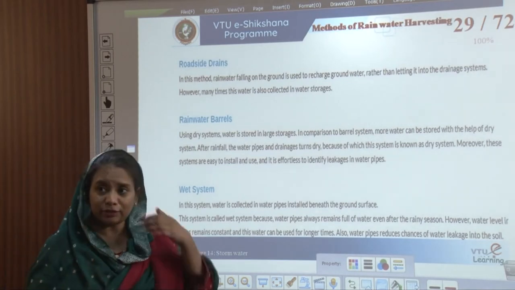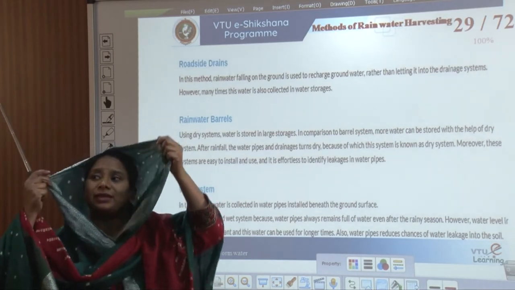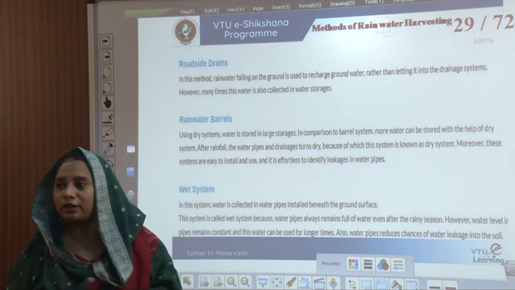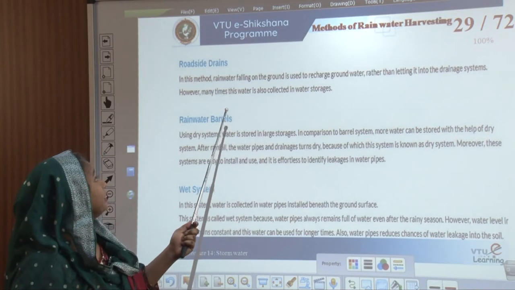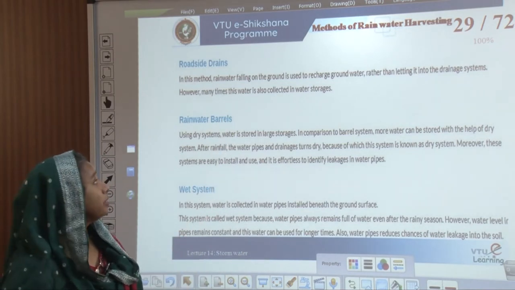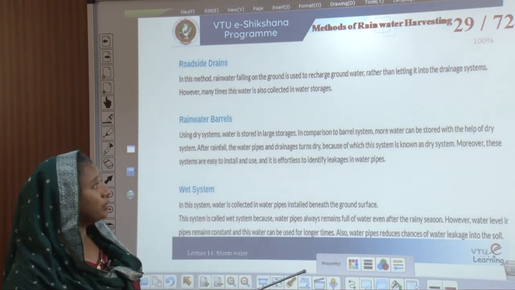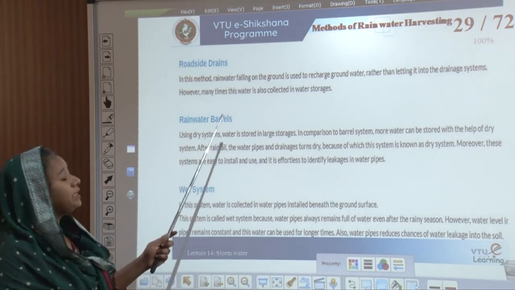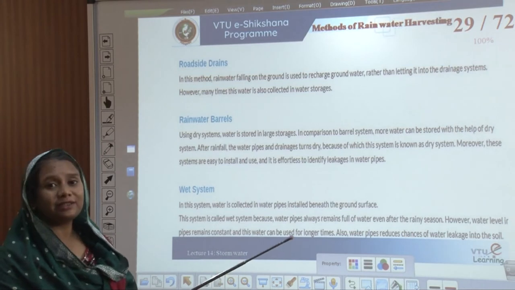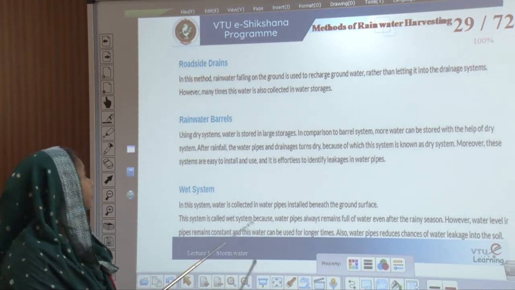The various methods of harvesting rainwater, one could be through roadside drains. Here rainwater which is falling upon the ground is used to recharge the groundwater rather than letting it out into the drainage systems. However, many times this water is actually collected in storage water tanks.